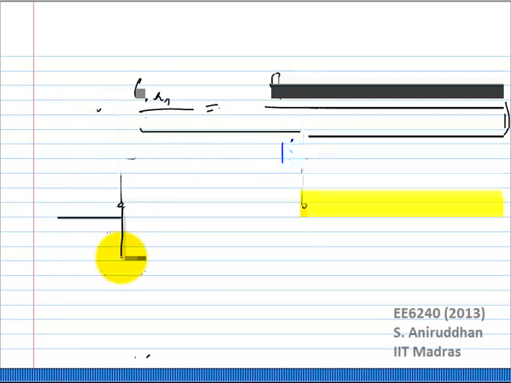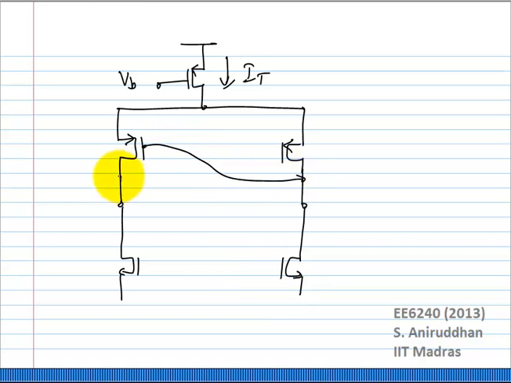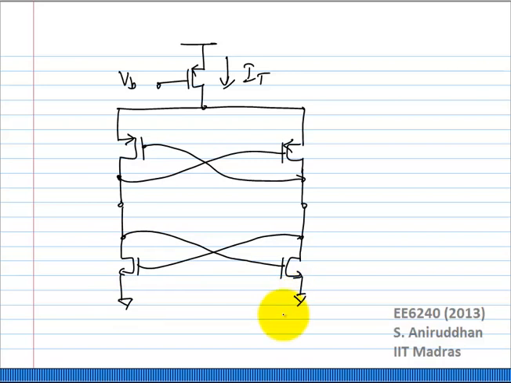So let us see that now. I also need to draw up the NMOS case. I have drawn the PMOS cross-coupled pair. I have drawn the NMOS cross-coupled pair. Obviously the NMOS sources will be grounded.